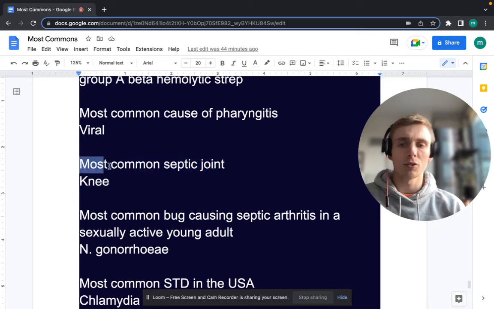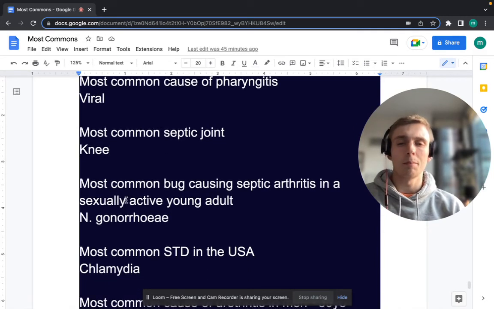And what if on arthrocentesis you get negatively birefringent crystals? Then you want to think gout. Positively birefringent, then you want to think CPPD, calcium pyrophosphate dihydrate disorder.